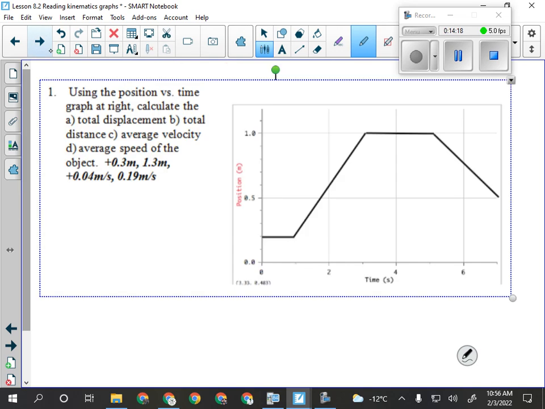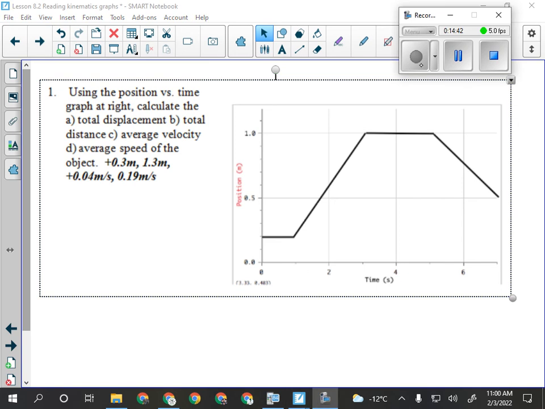So this one doesn't have an equation. This one's an irregular graph, so we won't be using y equals mx plus b here. See if you can calculate for me the total displacement, total distance, average velocity, and average speed. The answers are there in bold, so you'll know if you did it right. I'll give you a couple minutes to try that one, see if you remember what we did with those irregular graphs yesterday.